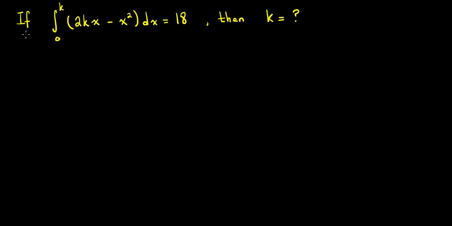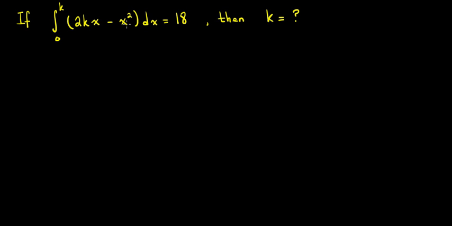Alright, so here what we have is another problem involving the fundamental theorem of calculus, but this problem is a little bit more challenging, I would say, than the previous one that we just saw. Here we're told that the integral from 0 to some value of k of this function right here is equal to 18, and what we are asked to do is, given this information, can we find k? Well, we're going to use the fundamental theorem of calculus and some algebra to figure out what this value of k is.